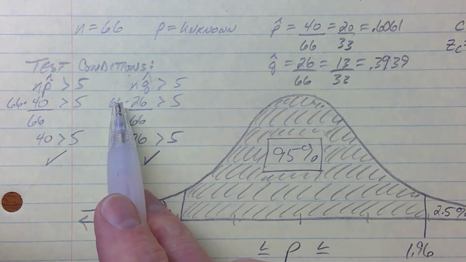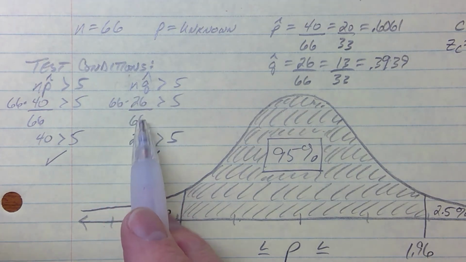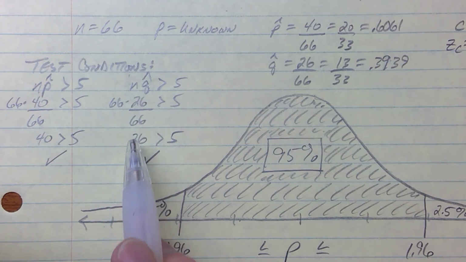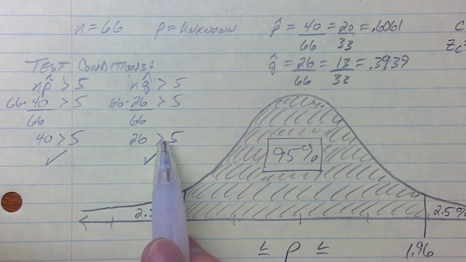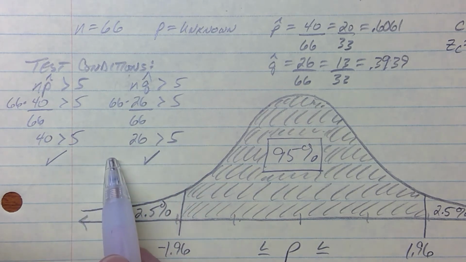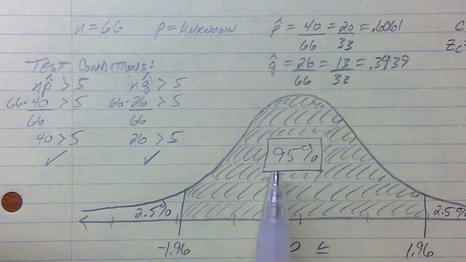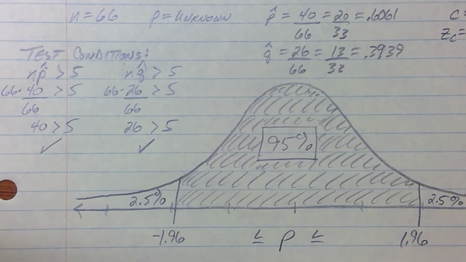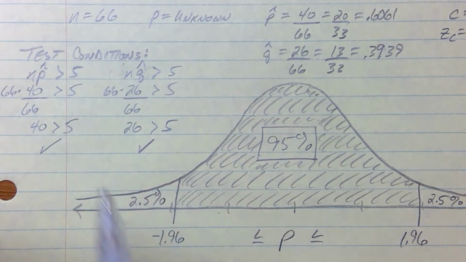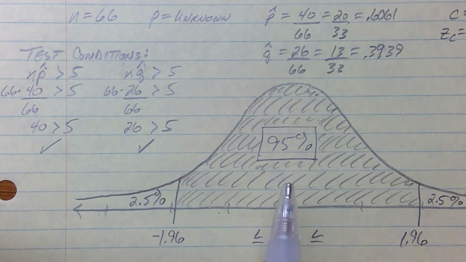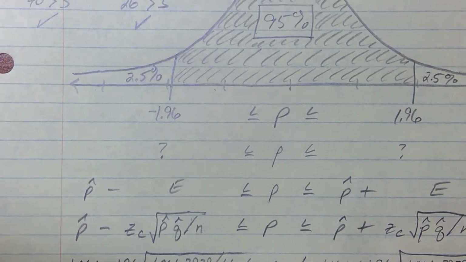So 66 times the fraction that failed, 26 out of 66. Multiply, you get 26. 26 is greater than 5. Both conditions are satisfied. We can expect our data to be normally distributed, so it should look like a normal curve. That's just something you always want to check before you get started. Can I expect normally distributed data?